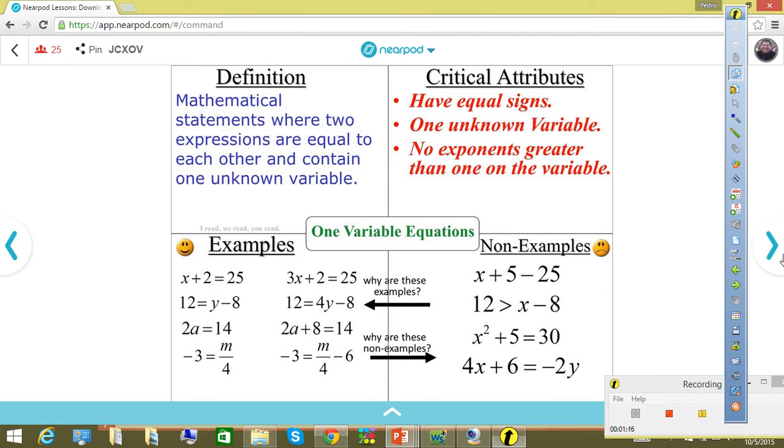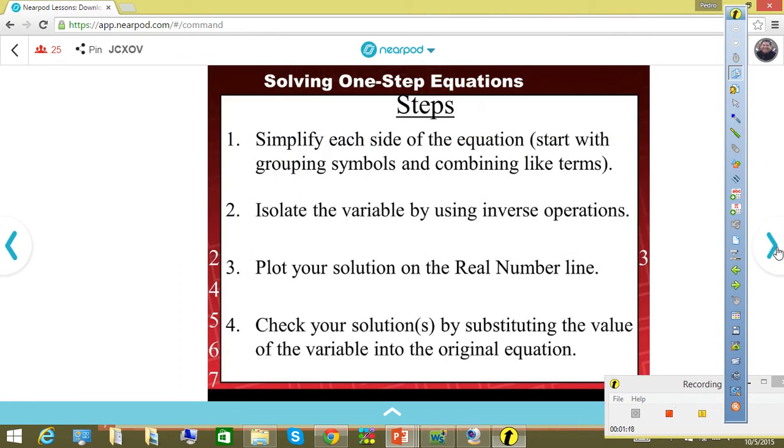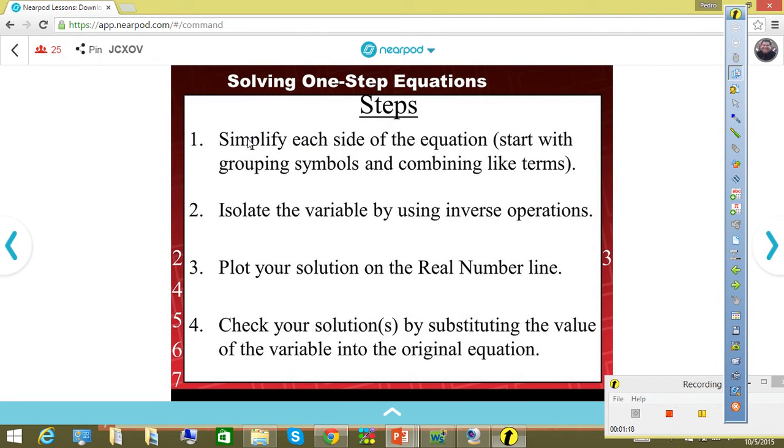All right, good. How about the steps? There were 4 steps, and we said they were what? Simplify, isolate, plot, check. So 4 basic steps that we did last week.